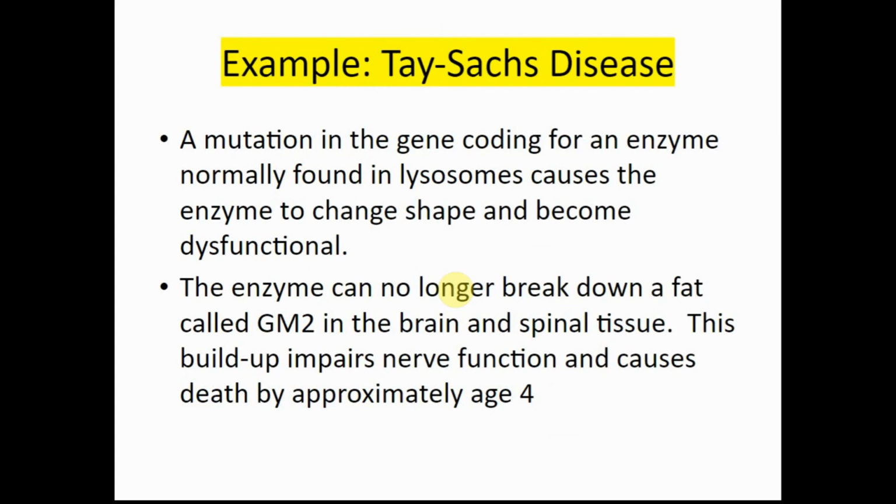The role of that enzyme was to break down a fat called GM2, which is located in the brain and spinal tissue. And if the enzyme cannot break down that fat, it will accumulate and push against the neurons in the brain and spinal cord. That's going to seriously impair nerve function, and at this point, there is no cure for it, and unfortunately, children who have this condition typically don't make it past age 4.